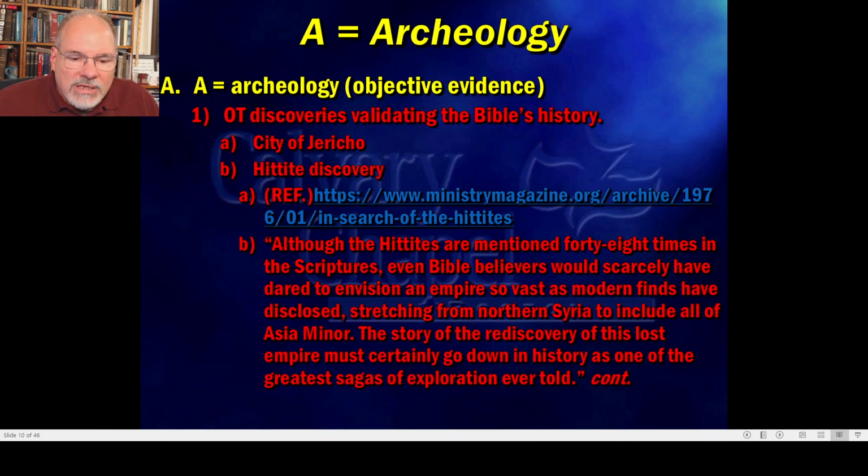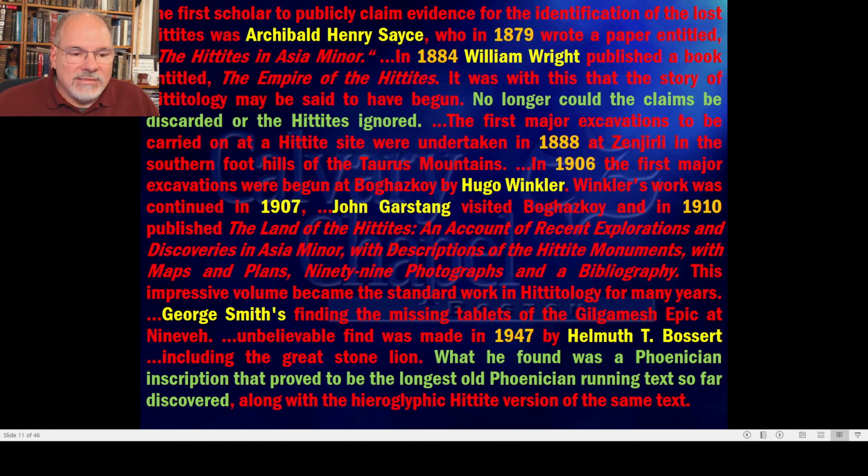it says, although the Hittites are mentioned 48 times in the scriptures, even Bible believers would scarcely have dared to envision an empire so vast as modern finds have disclosed, stretching from northern Syria to include all of Asia Minor. The story of the discovery of this lost empire must certainly go down in history as one of the greatest sagas of exploration ever told. Now, the reason this is really interesting is because for so many years the Bible was criticized because there had not been an archaeological find of the Hittites, okay?